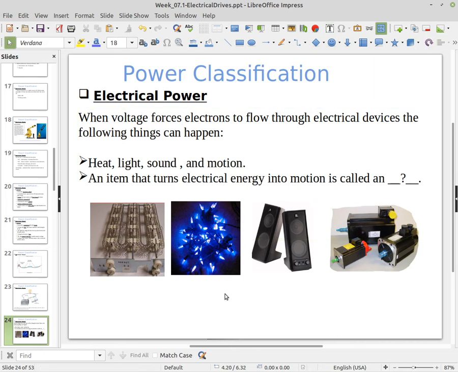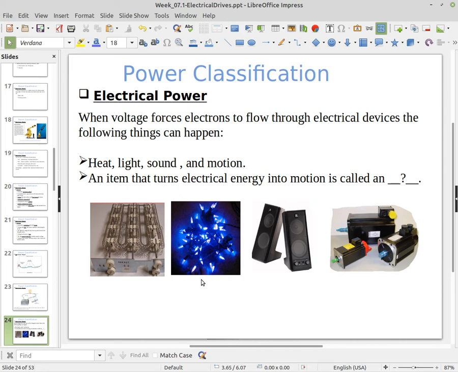So we have several different types of actuator devices shown here. The first one over here on the left is a heating element, which is basically a resistive element. It takes the electrical energy and converts it into thermal heat energy. So it just uses it to heat stuff up.